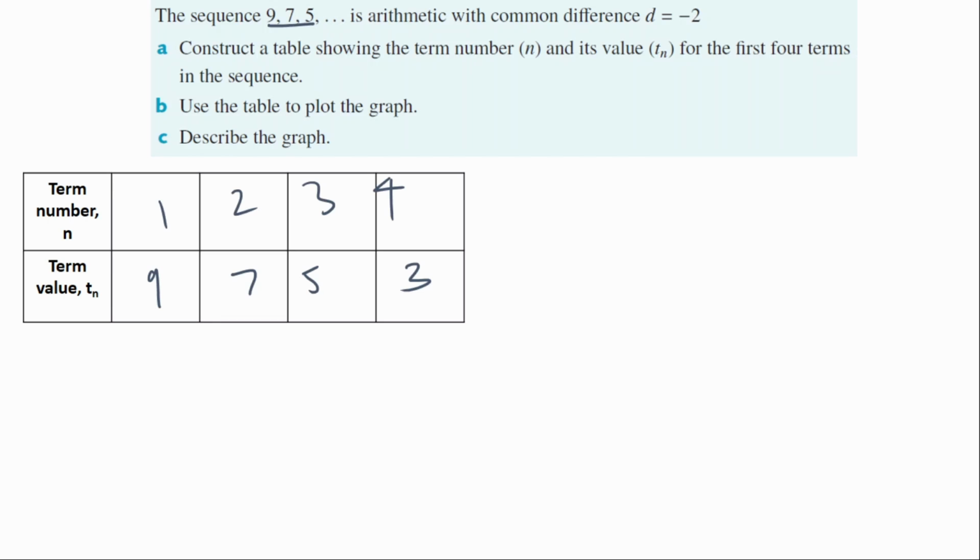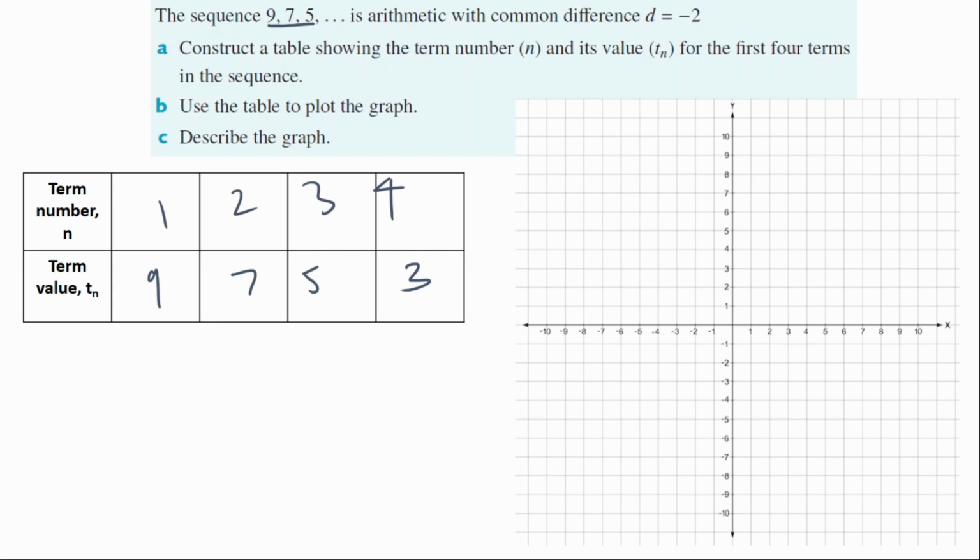Once we've got our table, we need to make that into a graph. To do that, we're going to need a Cartesian plane like so. You can just sketch one out into your books, it doesn't have to look as nice as this. And once we've got that, we're going to plot those points in. Our first one is 1, 9, so that's about up here. Next one is 2, 7, that's down there. Next is 3, 5, that's over here. And next one's 4, 3, that is right there.